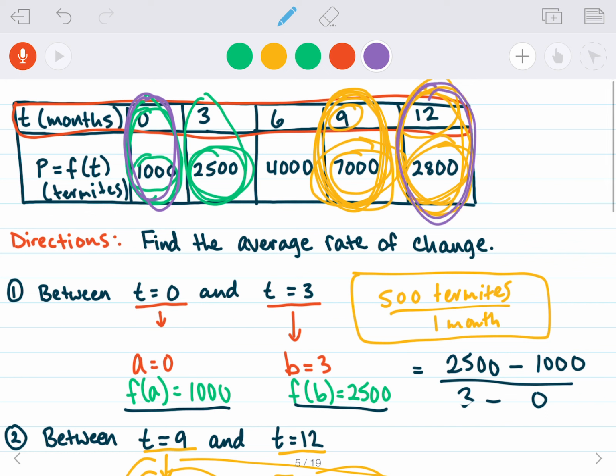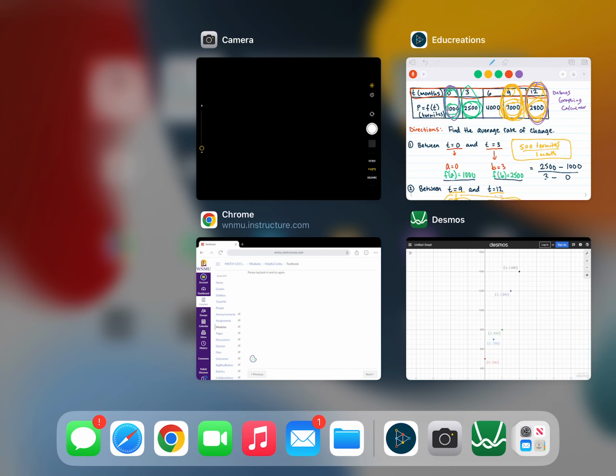Okay? And if you want to, you can put this in Desmos. Now, how do you put this in Desmos? Well, you would go to the Desmos Graphing Calculator app just by typing it in Google. And so you're going to go to it like this.